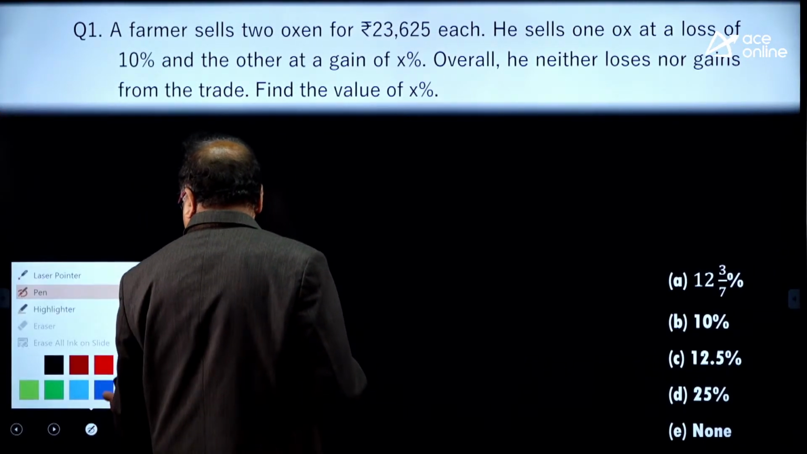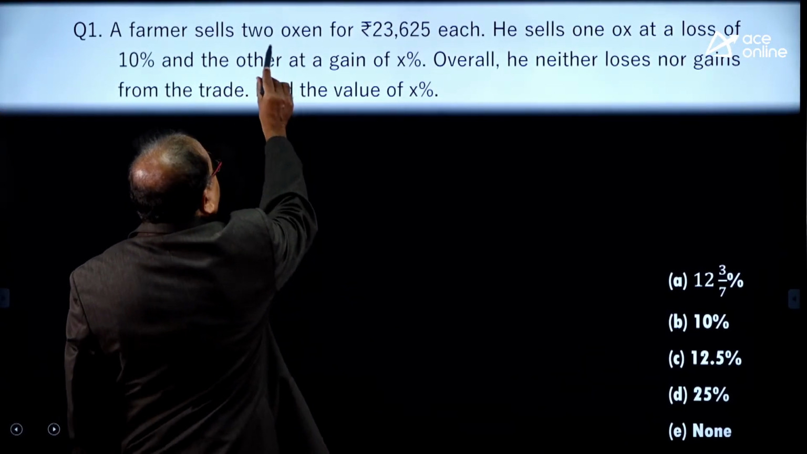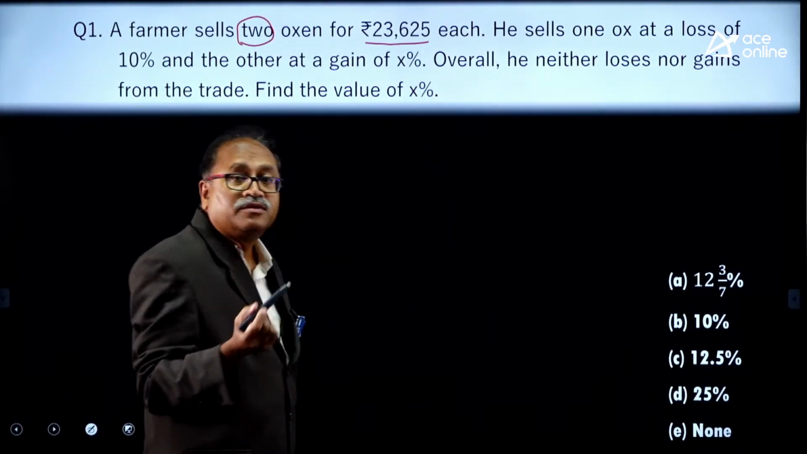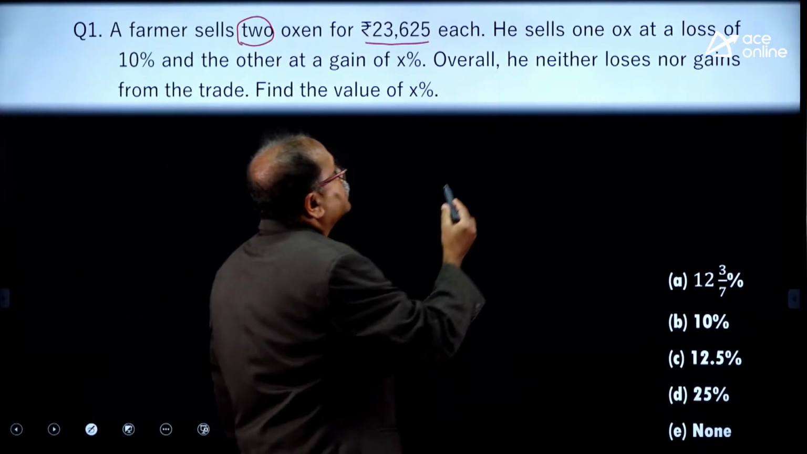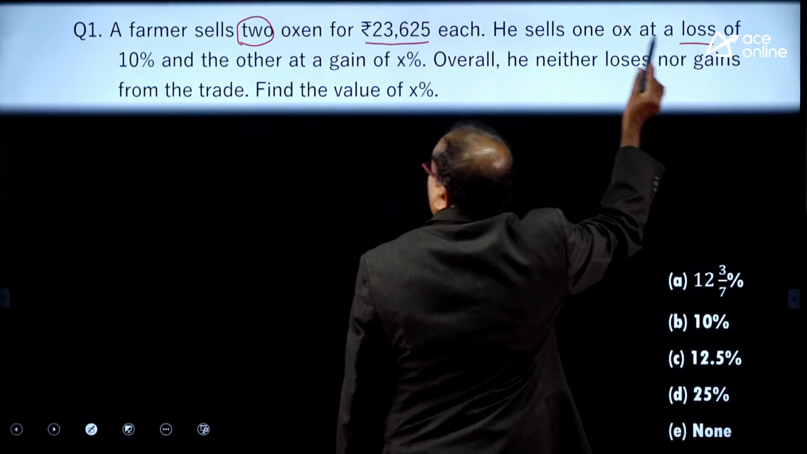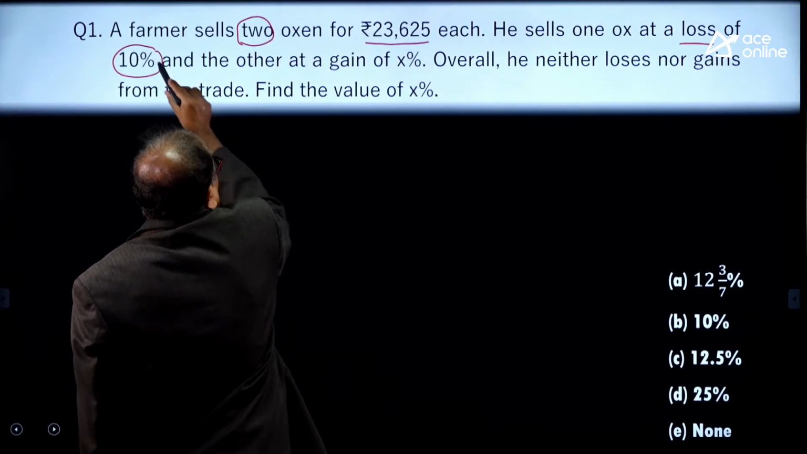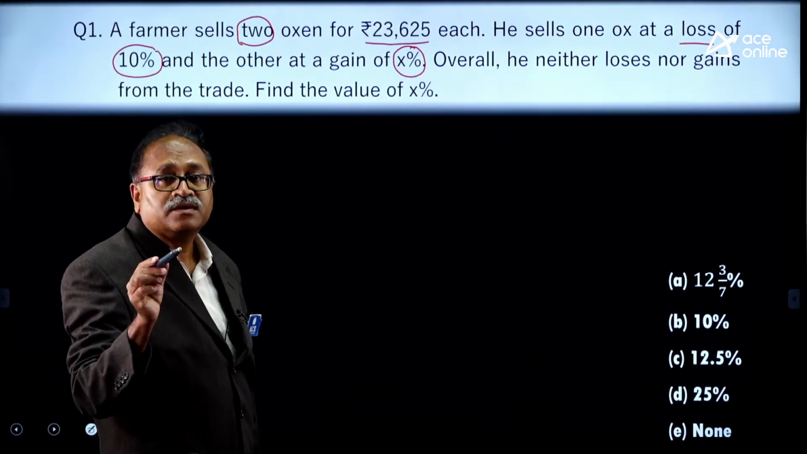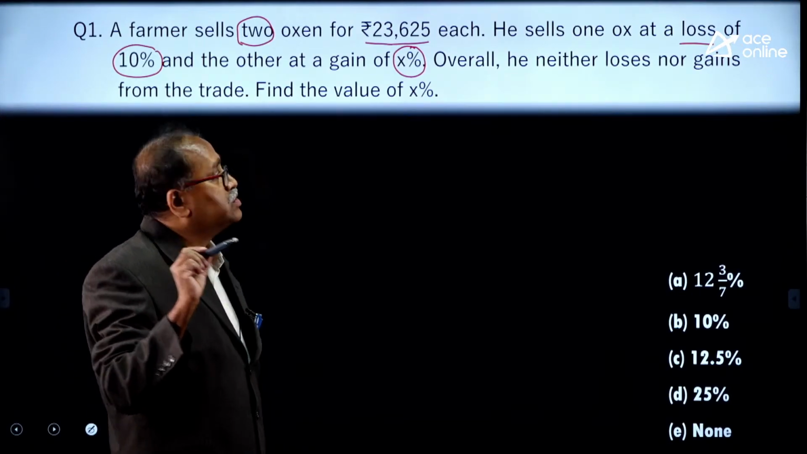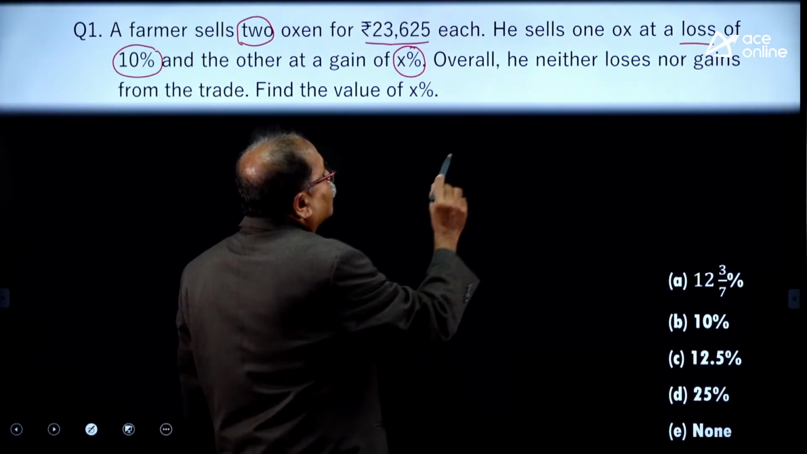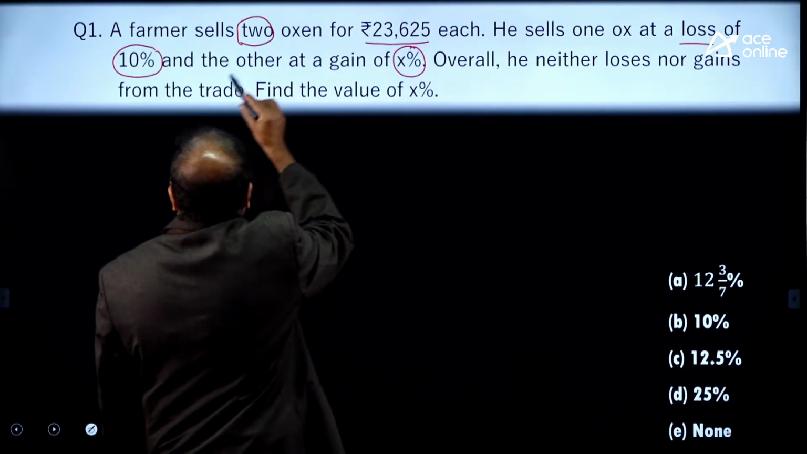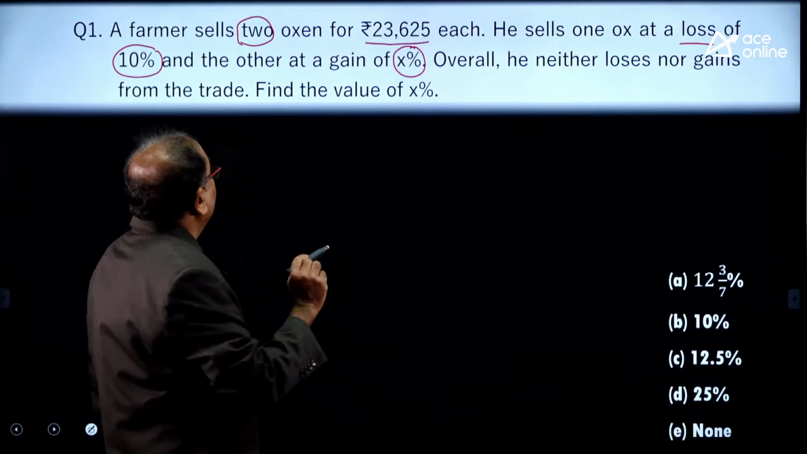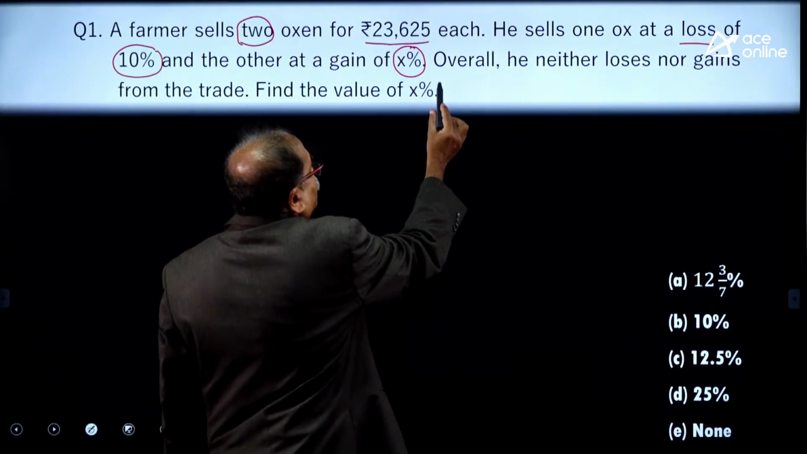Now, it says that a farmer sells 2 oxen for rupees 23,625 each. He sells one at a loss of 10% and he sells the other one at a gain of X percent. The value is not there, variable is used. So, gain of X%. Overall, he neither loses nor gains. So, no profit, no loss. Finally, the question is, what is the value of X?